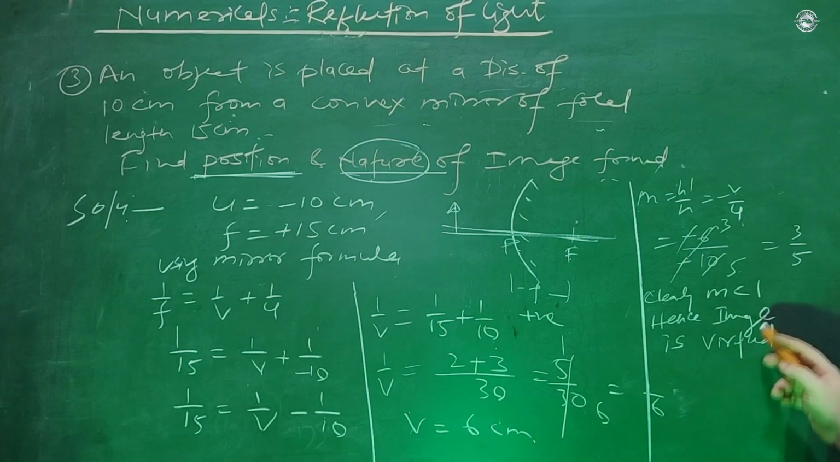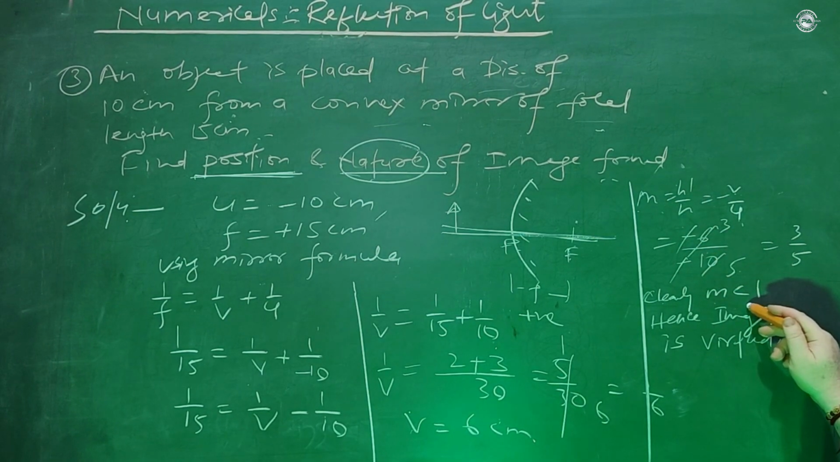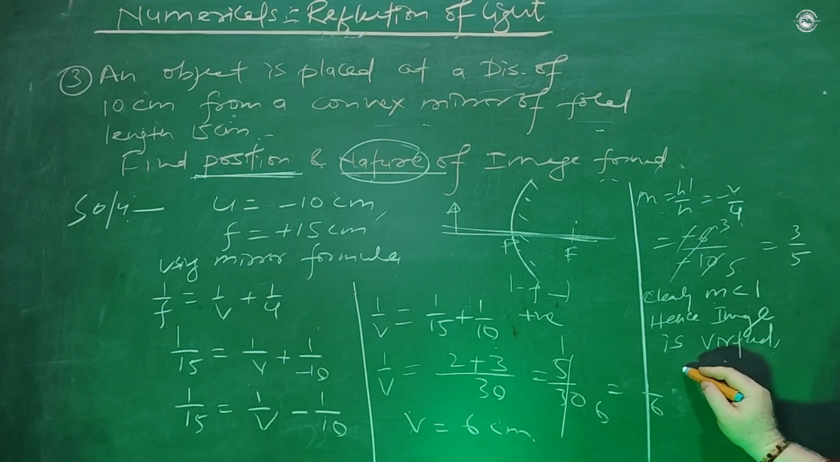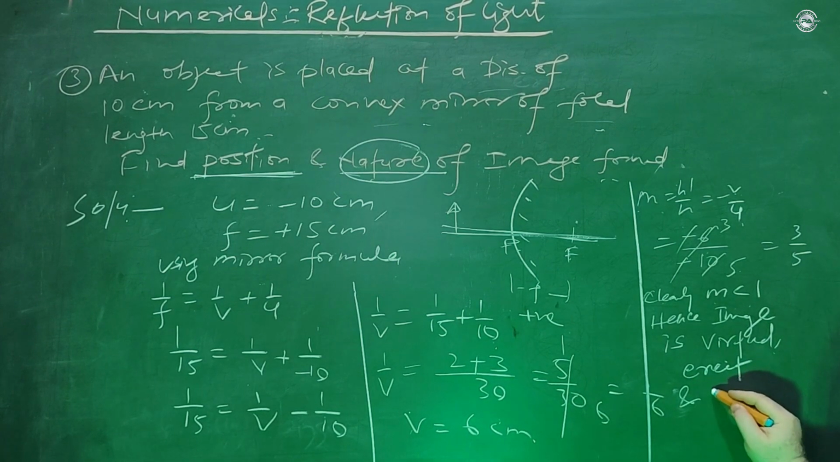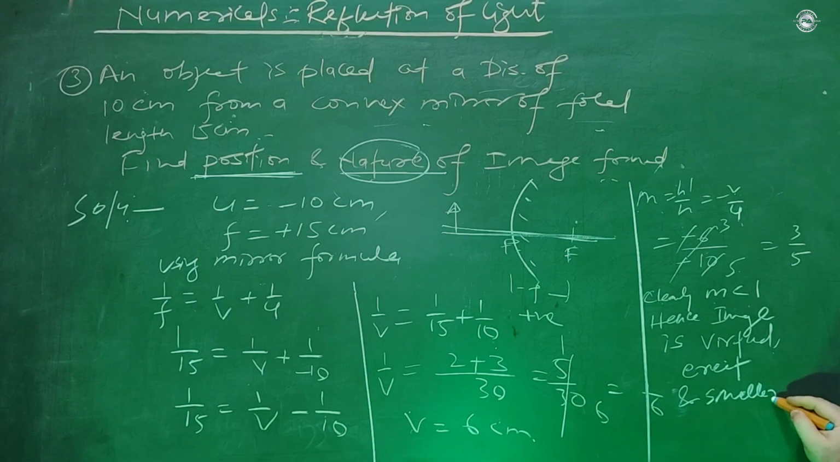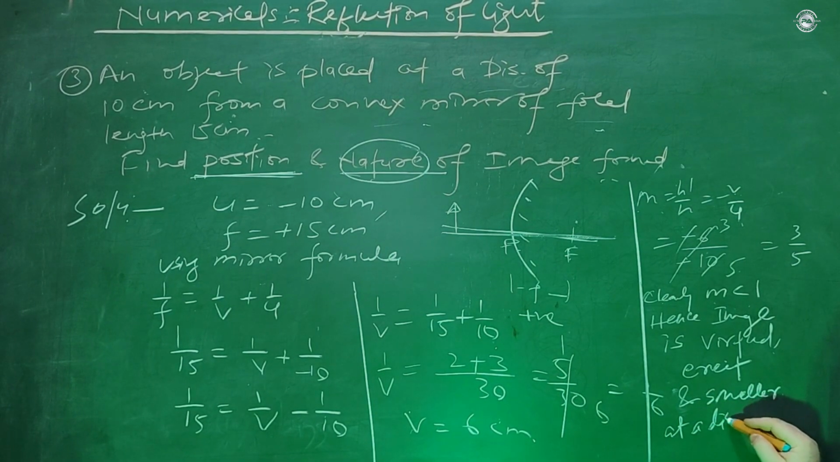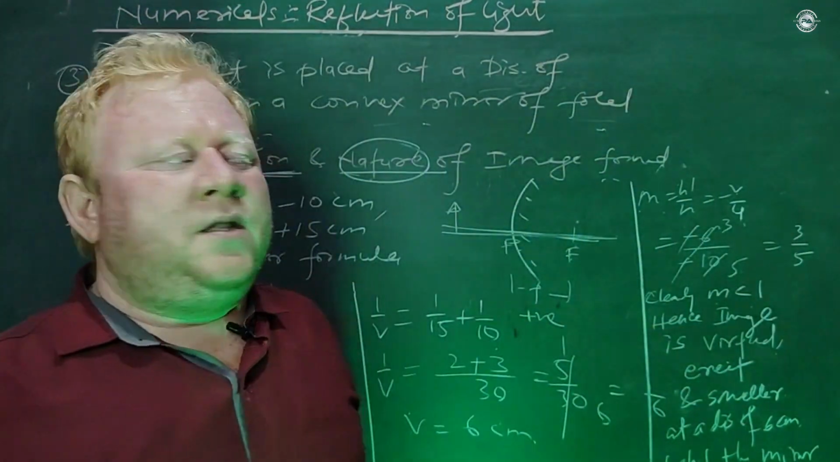Why virtual? Because m is less than 1 and is positive, that's why it is virtual. Of course, virtual means erect, virtual, erect and smaller, at a distance of 6 centimeter behind the mirror. So this is how you can approach this numerical.